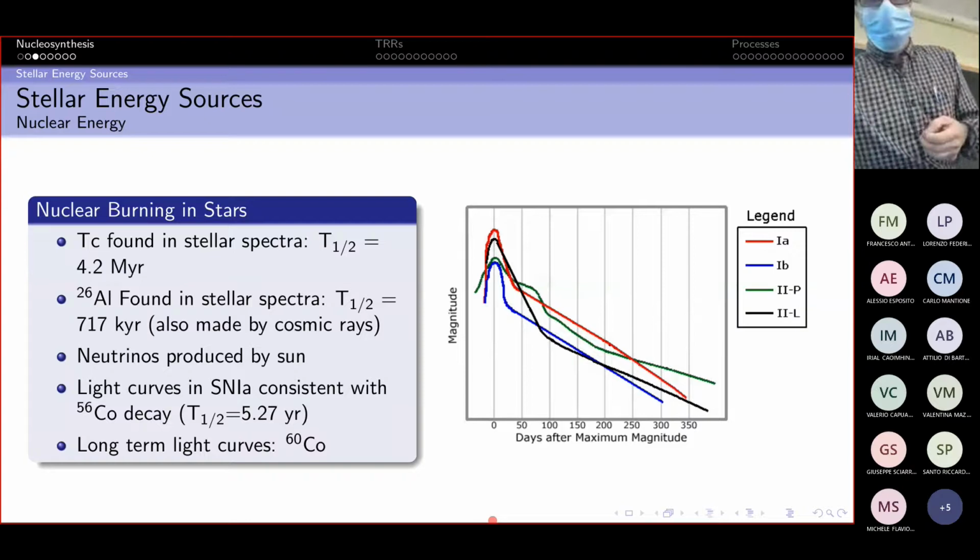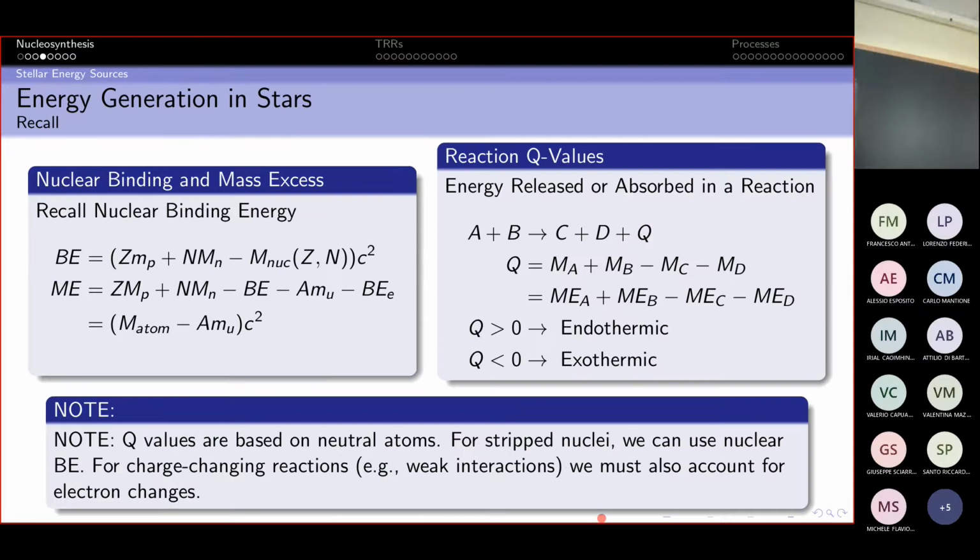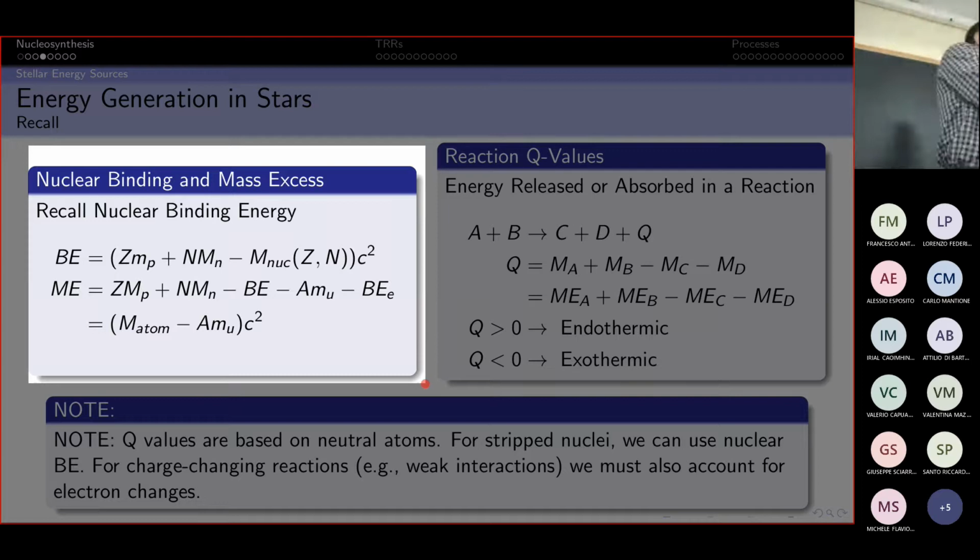Okay. Let's talk about energy generation in stars. So, quick review. You've seen this already on the left side. Nuclear binding energy, right? You know that the mass of a nucleus is less than the mass of its components added up.